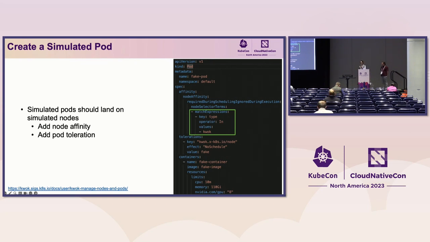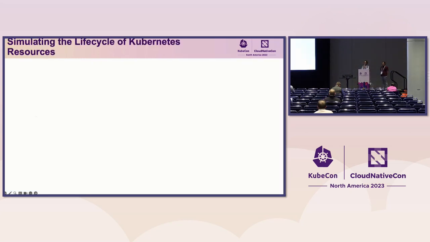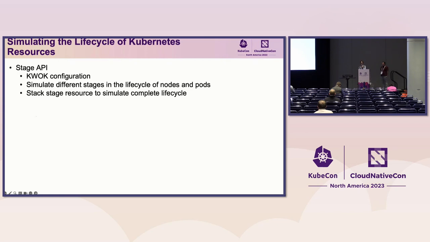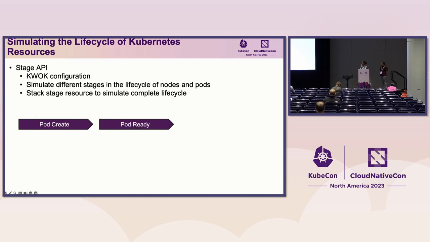Okay, so now we have fake nodes, we have fake pods. How do we simulate a life cycle of any Kubernetes resource? So for that, KWOK provides what is called a stage API. It's a KWOK configuration. It allows you to simulate different stages in the life cycle of any resource, for example, node or pod. And moreover, you can stack these stage APIs on top of each other to eventually create an end-to-end life cycle. So for example, in case of pod, a pod goes through these stages. You would have a pod creation stage, the pod goes into the pod ready stage, and finally a pod complete stage.